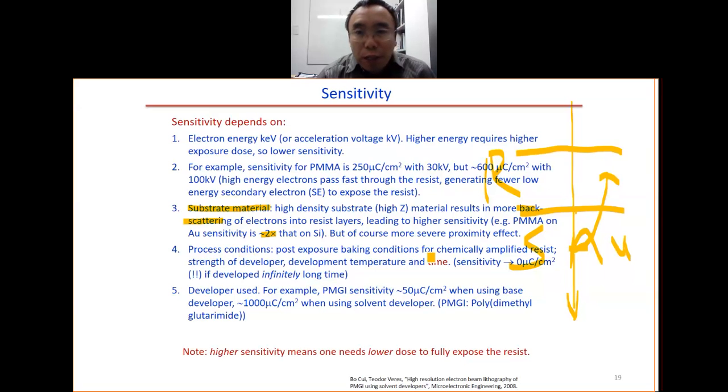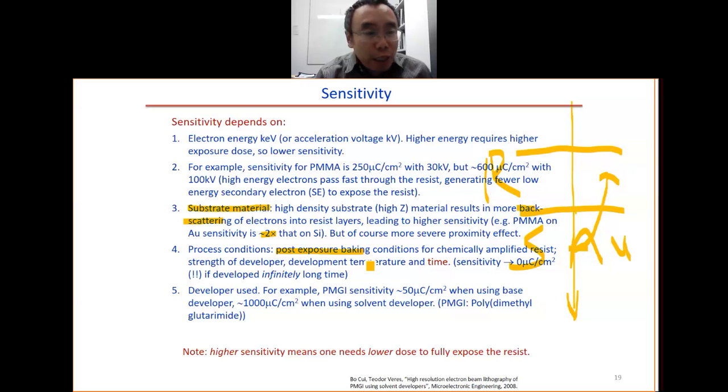In addition, the sensitivity also depends on the process conditions. For example, for the chemically amplified resist, this depends on the post-exposure baking, because for the chemically amplified resist, the post-exposure baking will induce most of the chemical reaction. The strength of the developer, obviously, for the positive resist: the stronger the developer is, the less dose you will need. The development temperature: the higher the temperature, the less dose you will need for the positive resist.